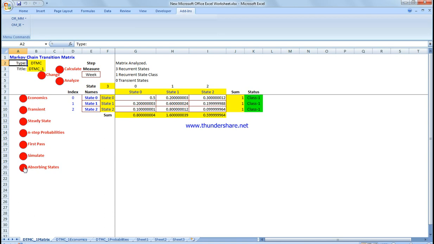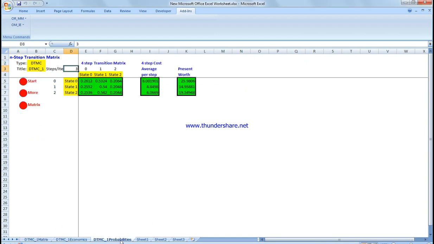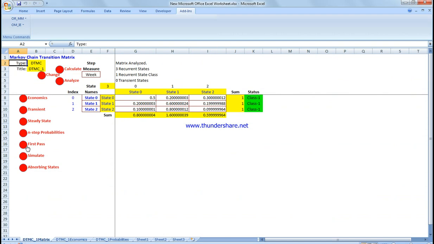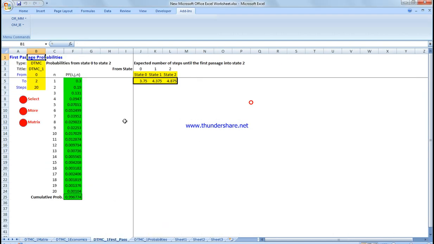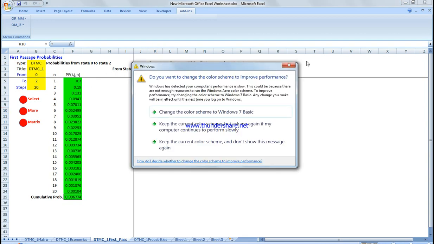First passage, simulate, absorbing state. So let's see what the absorbing state looks like. Okay, so this is the first passage. Expected number of steps until the first passage into state 2. Like you're starting at one state, you move to state 2. So we have 20 steps before we get to state 2, or 20 seasons.